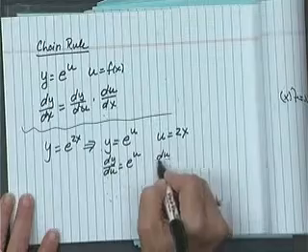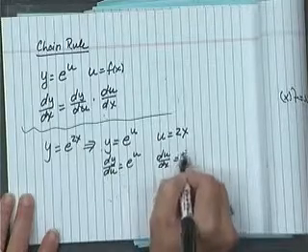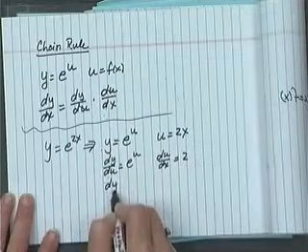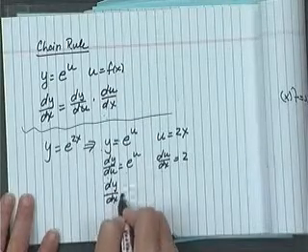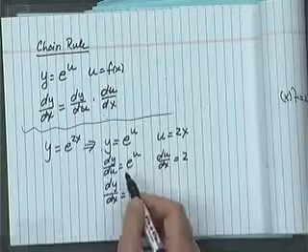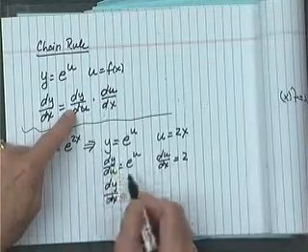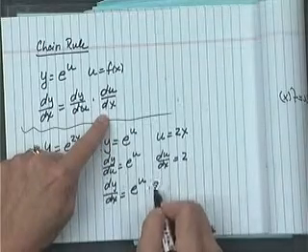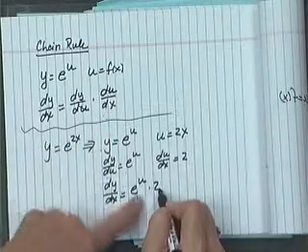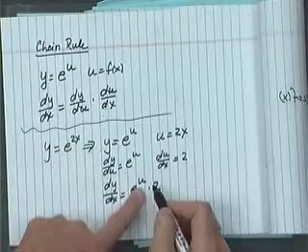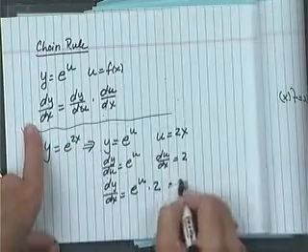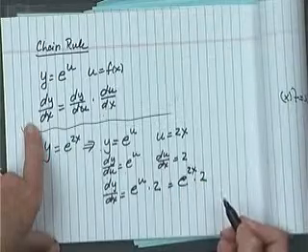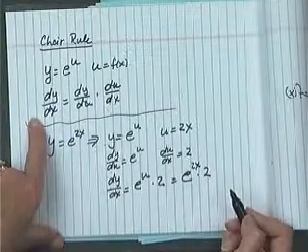The derivative of u with respect to x is 2. So if I want the derivative of y with respect to x, it's going to be dy du times the derivative of u with respect to x. But your original problem did not have a u in it, so you have to make that substitution back. So it's e to the 2x times 2. That's called the chain rule.